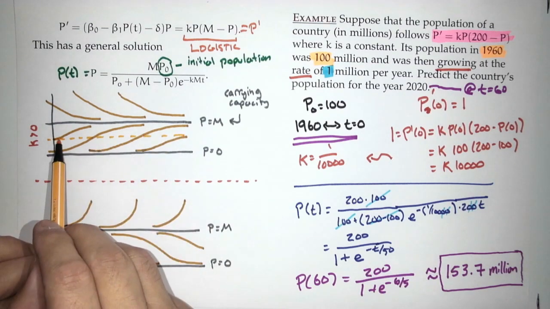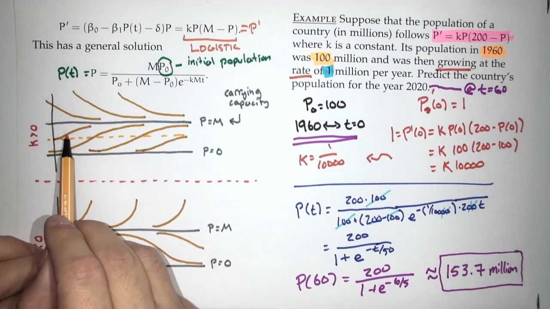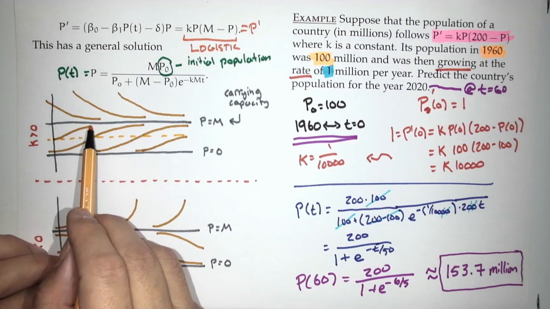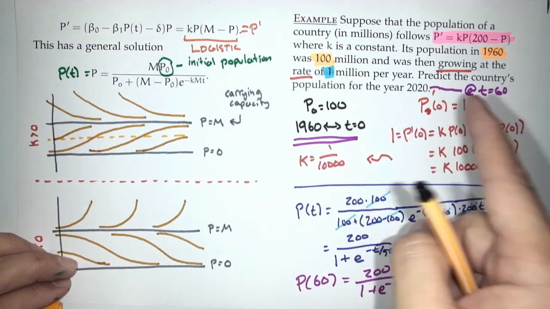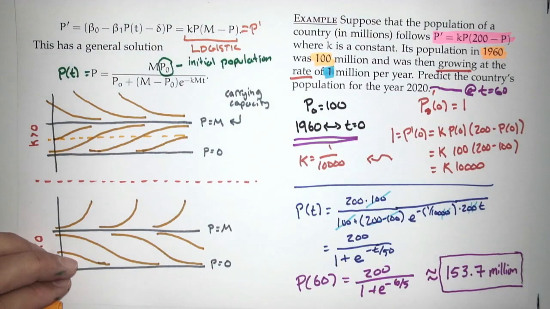And so we should expect to be going up, but we should also expect to be having our rate slow down a bit. So we were at 1 million per year. We've had 60 years of growth, but our rate should go down. So we should be a little less than 60 million in terms of our increase. And it was 53.7. So, yeah, reasonable. All right, good.